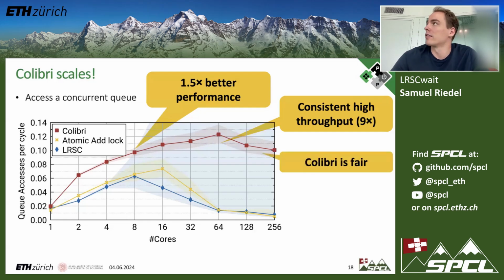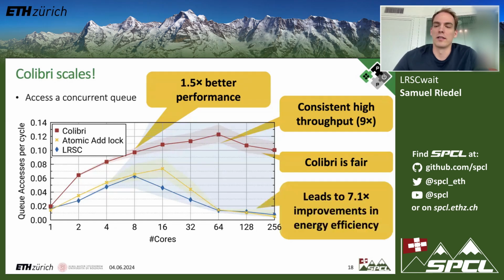The other thing to notice is that Colibri's deviation between the cores is fairly small compared to load reserve store conditional, for example, where we have this huge deviation. The blue doesn't even fit in the plot anymore, because some cores have many more accesses to the queue than others. With Colibri, it's rather fair because we order it already at the load reserve. So we have a very fair scheme.